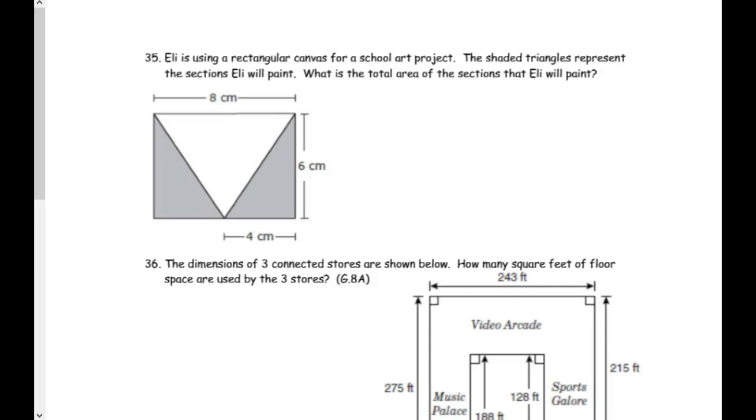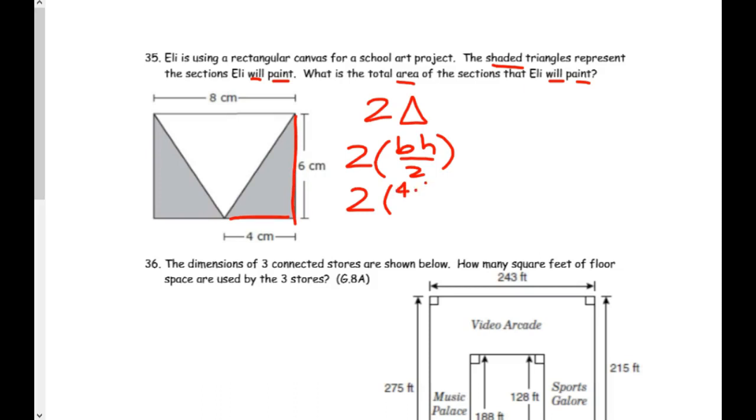To the next page. Got some more of the same thing. What's the total area of the selection that Eli will paint? The shaded triangles represent the selections Eli will paint. So, shaded is what he will paint. So we're finding the area of 2 triangles. So 2 times base times height divided by 2. The base is 4, the height is 6. 4 times 6 divided by 2. We're going to get 24 centimeters squared.